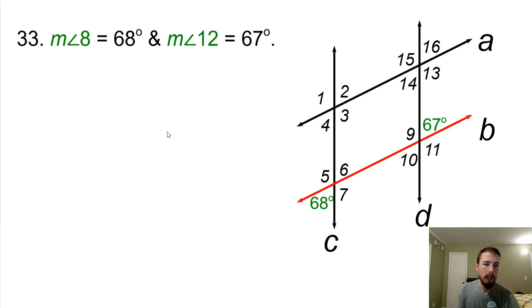But be careful on this one. They are alternate exterior angles, right? So they have to be congruent, but they're not. They're really, really close, but they're not quite right. So the lines are not going to be parallel. So our conclusion is that C is not going to be parallel to D by the converse of alternate exterior angles theorem.